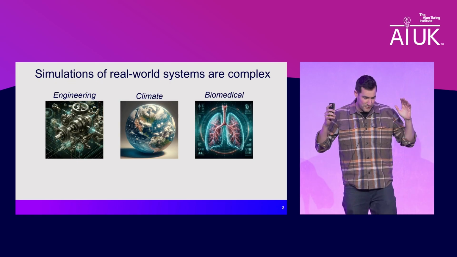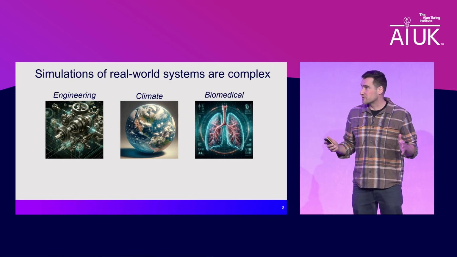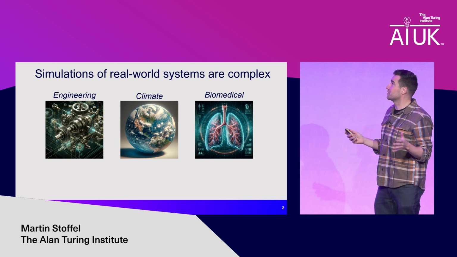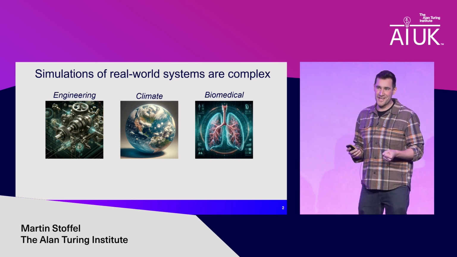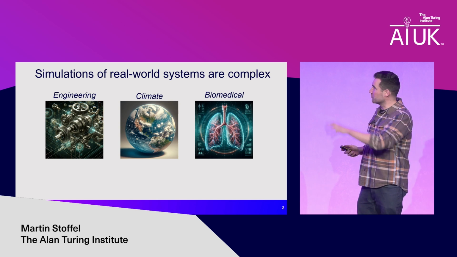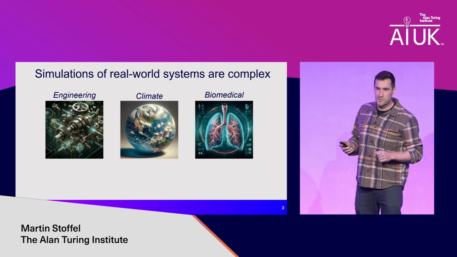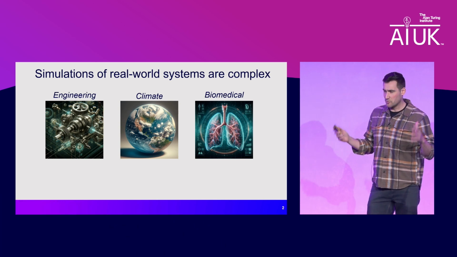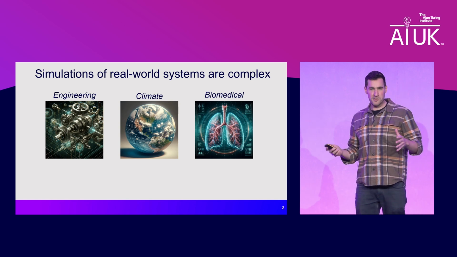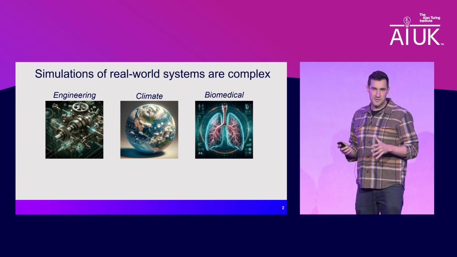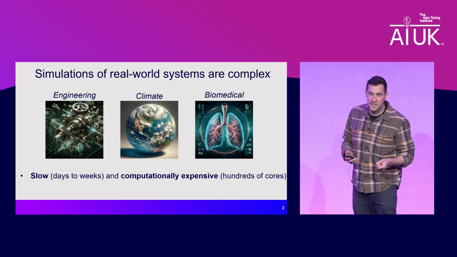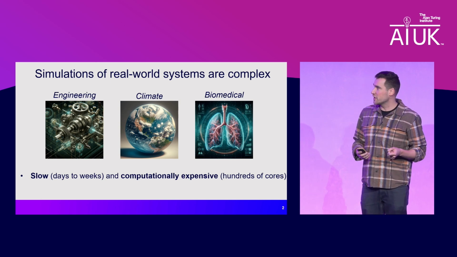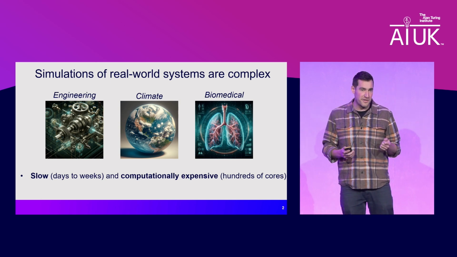If scientists and engineers want to understand the world, they make simulations. Because the world is very complicated, these simulations are very complex. In whatever field we look in, engineering, climate, biomedical sciences, we've got complex simulations. They run complex mathematical models with lots of equations. And this means they are very slow. Often they take hours or days or even weeks to run, and they are computationally very expensive.